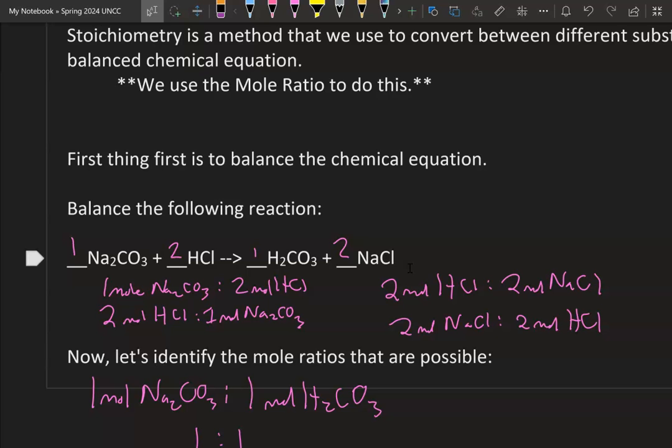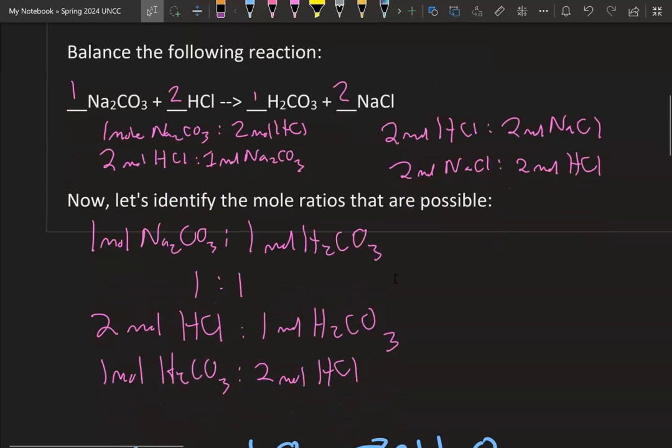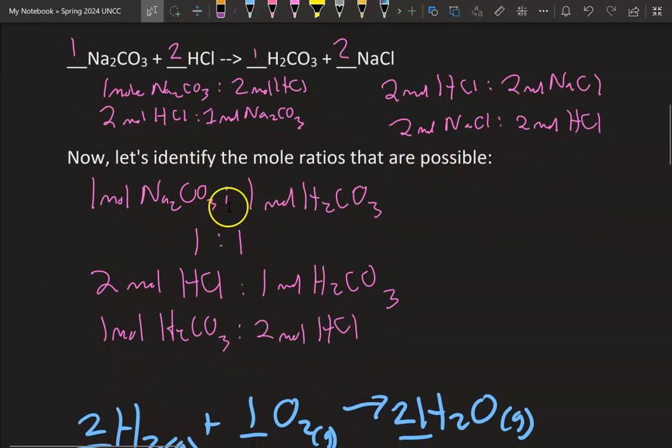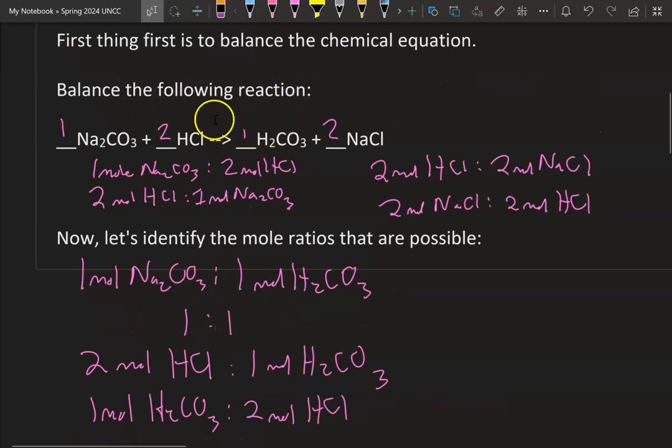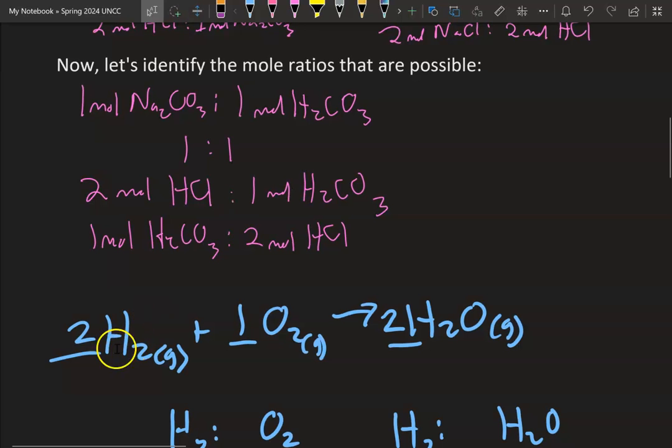So that's where that ratio comes into play. So again, this is just a repetition of what we see up here. So now let's look at a new reaction. So this new reaction is hydrogen gas reacting with oxygen gas to produce H2O.